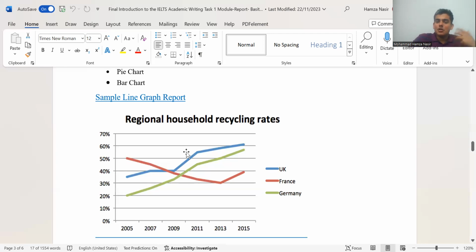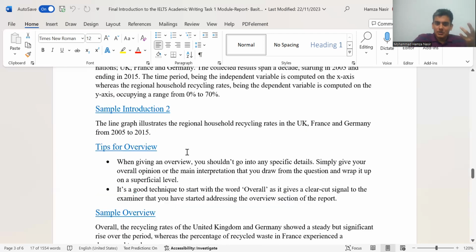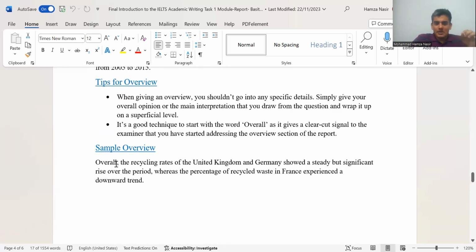So that is how you talk about the overall picture, okay? The overview will be that overall, the recycling rates of the United Kingdom and Germany showed a steady but significant rise over the period. They kept on increasing, whereas the percentage of recycled waste in France experienced a downward trend.